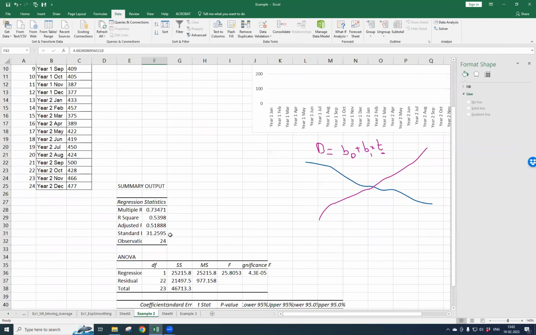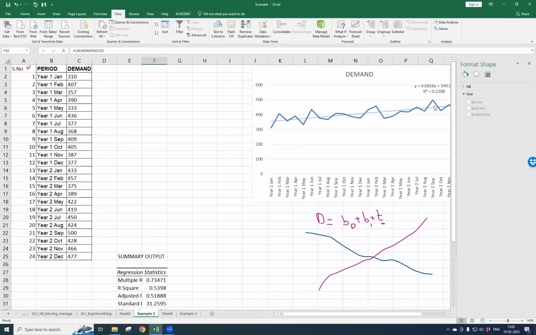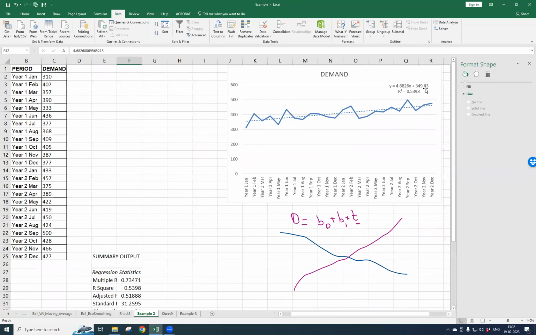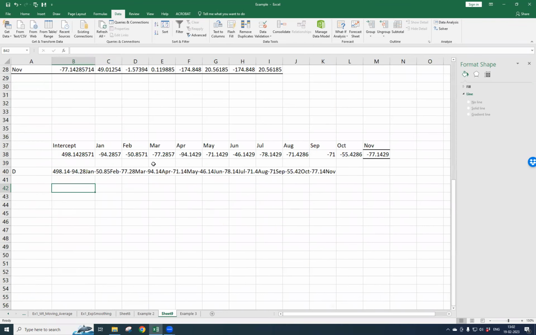So over here, this is my equation, right? 349.63 plus 4.6826x, that is on average for every 1 month that you are increasing, your demand is increasing by 4.68 units. That is what you can interpret from this. But how do you interpret this particular thing? That is your dummy variable thing.